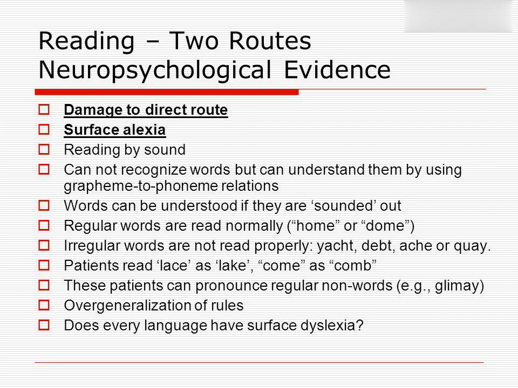Regular words are read normally, home or dome. Irregular words are not read properly, yacht, debt, ache or key. Patients read lace as lake, come as coom. These patients can pronounce regular non-words, for example glimay. This is overgeneralization of rules. Does every language have surface dyslexia?